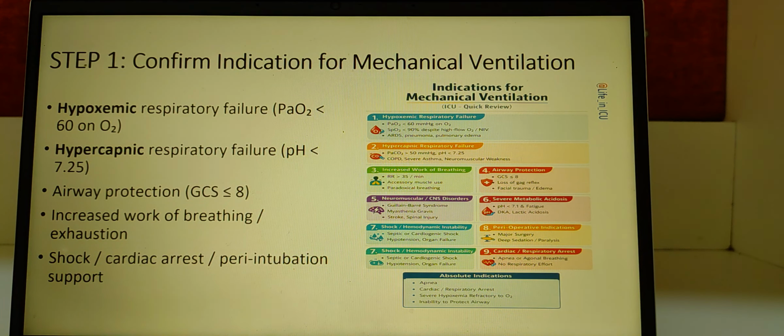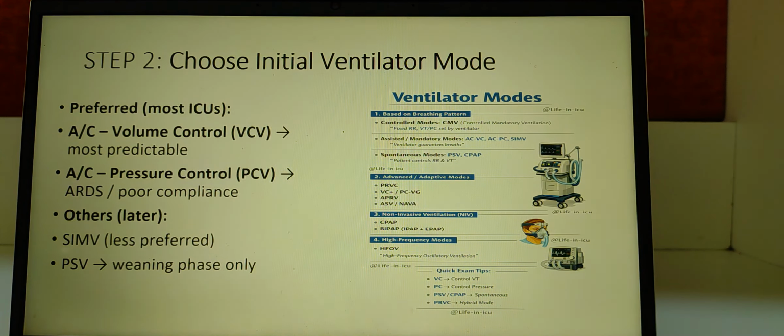Then the third one is airway protection. If our patient is having GCS less than 8, the airway should be protected, so the patient should be intubated. Next is the work of breathing. If the patient is having high work of breathing, is exhausted, then there is need for intubation. Next is shock and cardiac arrest and peri-intubation support. So these all are the indications for mechanical ventilation.